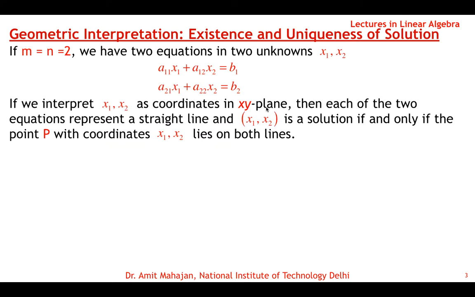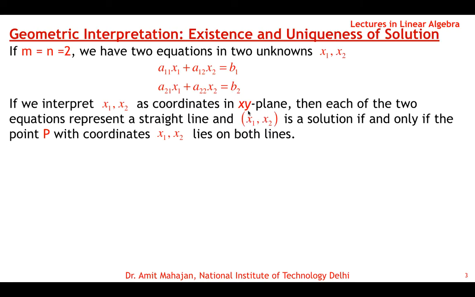Since there are only two variables, x1, x2, we can interpret this result by seeing x1, x2 as coordinates in the xy plane. Then each of the two equations represents a straight line. So you can interpret this equation as a straight line, and similarly the second equation also represents a straight line in the xy plane.